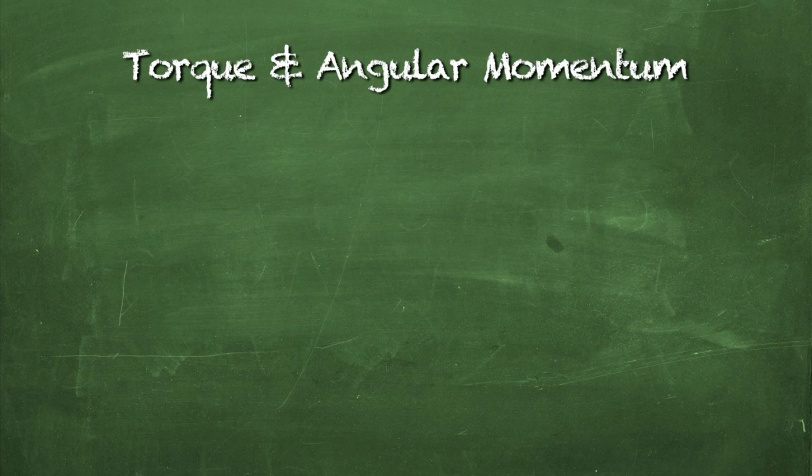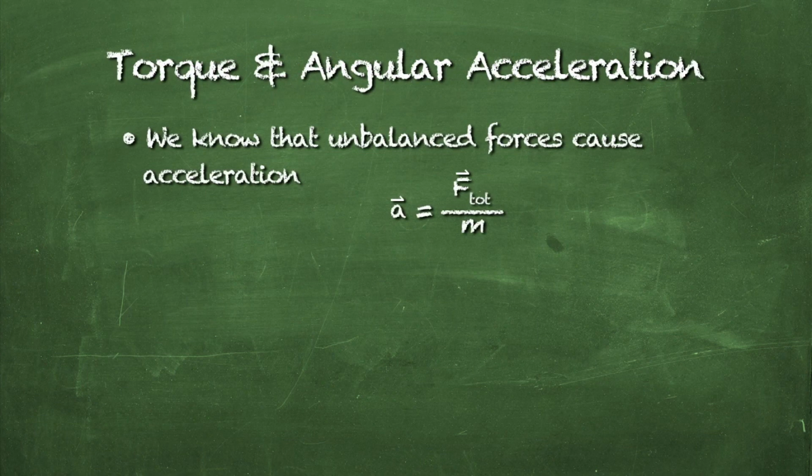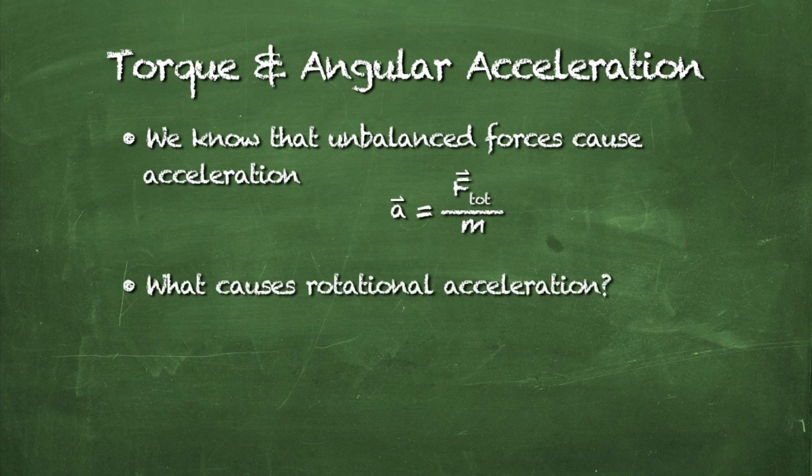Before we do that, however, let's think about Newton's second law. We know that unbalanced forces cause acceleration, or, as Newton's second law says, the acceleration of an object is the total force on that object divided by its mass. We also learned about rotational acceleration. So what causes rotational acceleration? And the answer is torque.